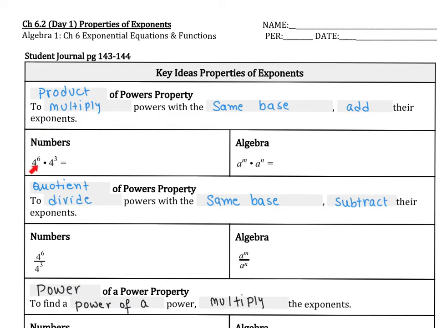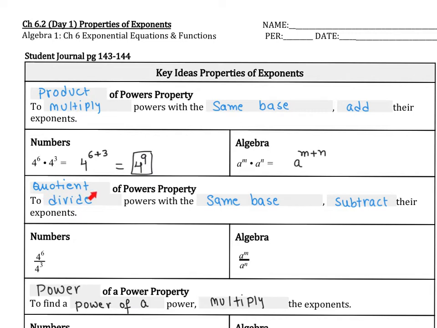So if you have the same base and you're multiplying them, then you're going to add the powers. So 4 to the power 6 times 4 to the power 3 would be 4 to the power 9. So 6 plus 3. So you can also write it like that: 4 to the power 6 plus 3 is 4 to the power 9. And similarly, if you're dealing with letters, a to the power m plus n.